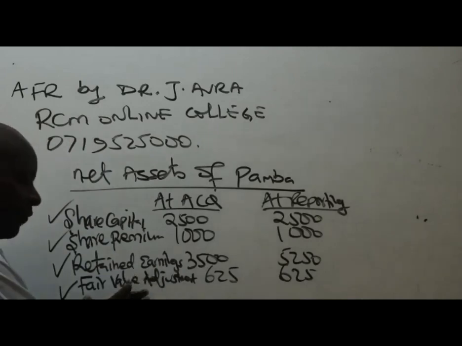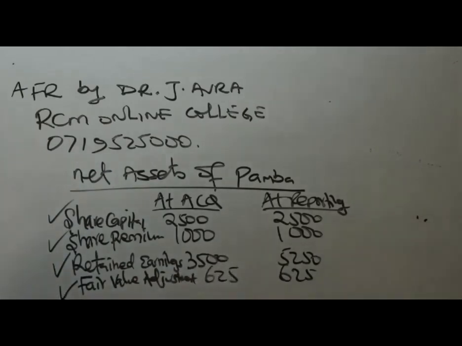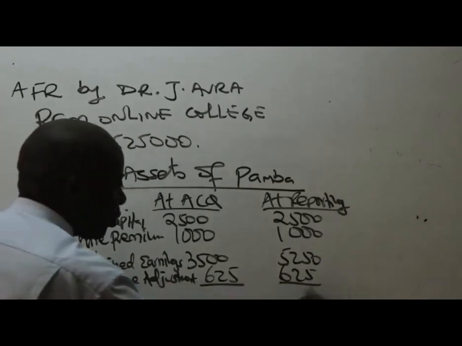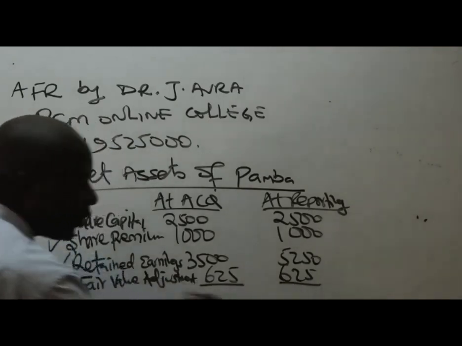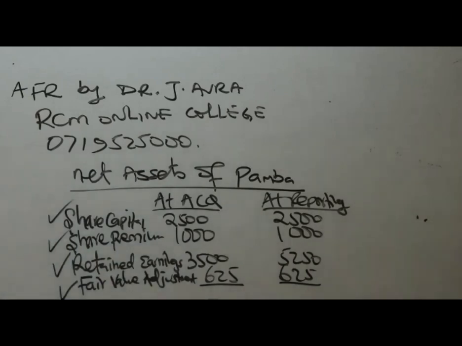I would have provided for depreciation on the fair value adjustment, but remember this thing that is being revalued here is land. Land is never depreciated. So then give us the totals. Please give us the totals there. So what do we have?